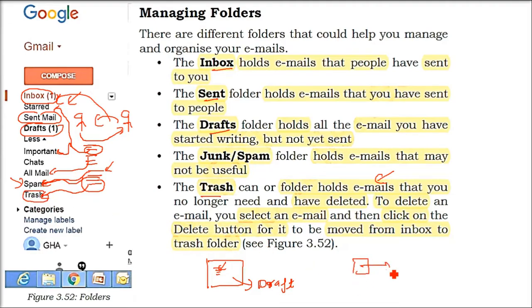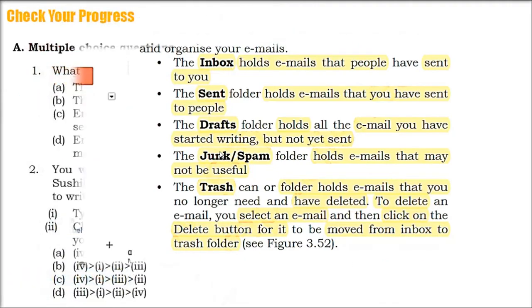In a computer, when you delete a file, it will go to the recycle bin. So you have to properly delete it through the recycle bin so that it vanishes from your computer. Similarly, when you delete a mail, it will go to trash. When you completely delete it from trash, then it will be removed from your email.